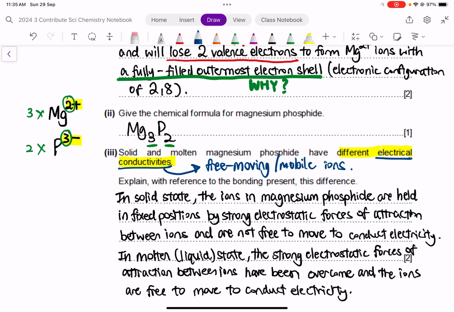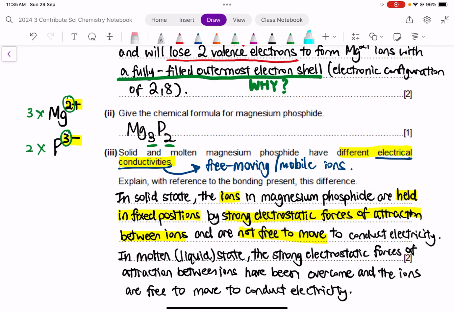So we have to consider if the ions are free to move or not. In the solid state, we have learned from kinetic particle theory that the ions are in fixed positions. The ions in the solid state are held in fixed positions by strong electrostatic forces of attraction between the ions. Because they are held in fixed positions, they are not free to move to conduct electricity, and therefore solids do not conduct electricity for ionic compounds.